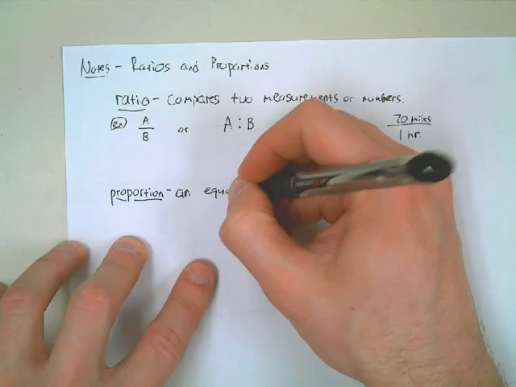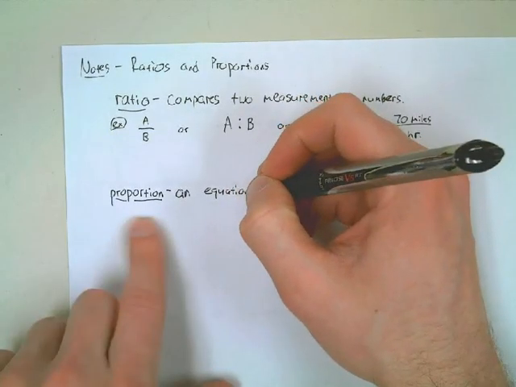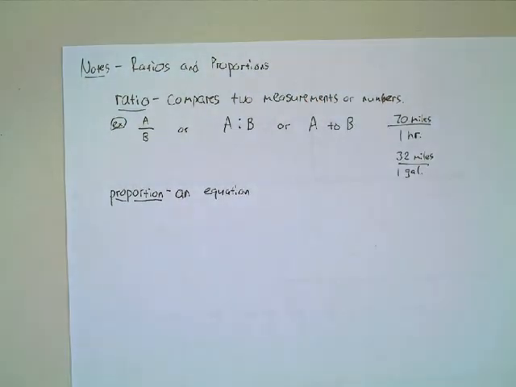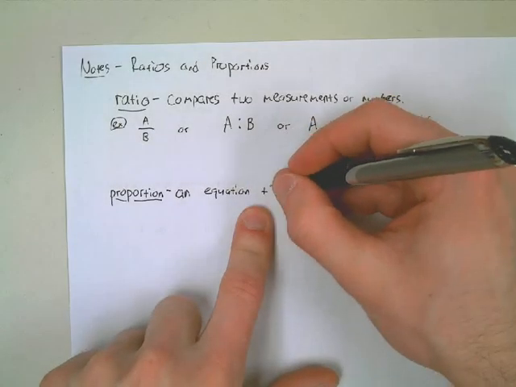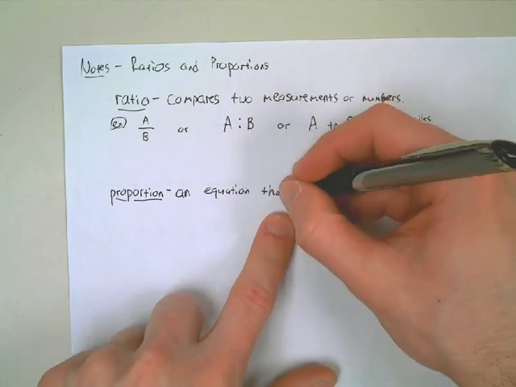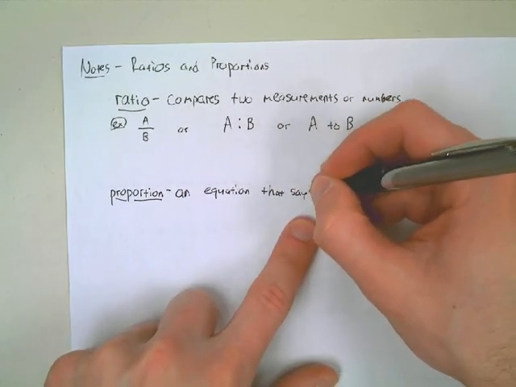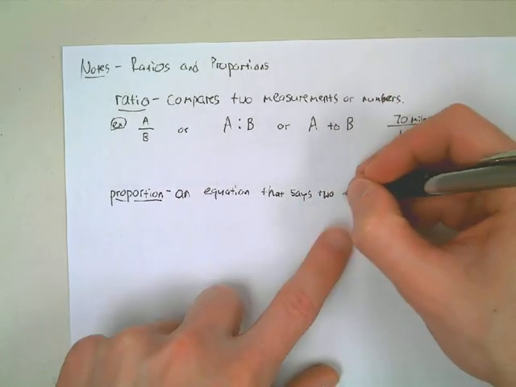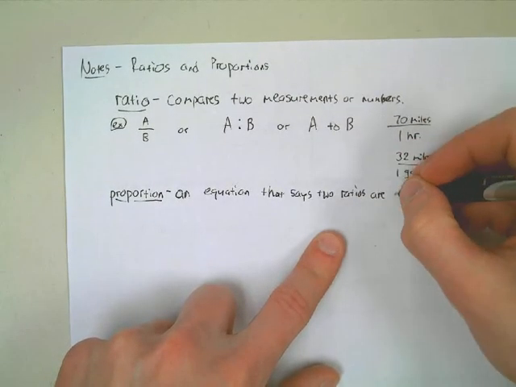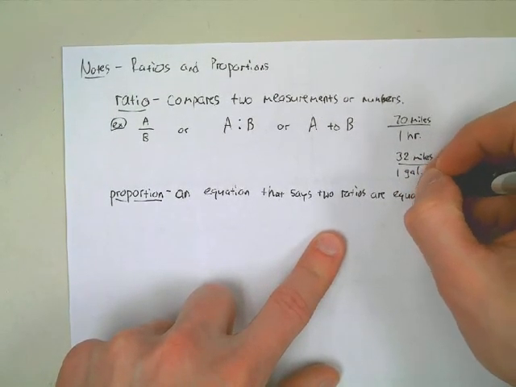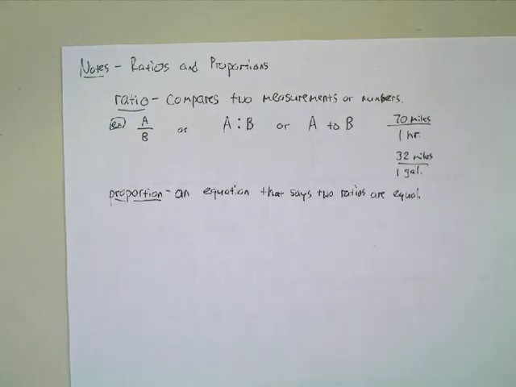All right, now a proportion. You'll normally hear those alongside ratios. A proportion is just an equation that says two ratios are equal. So again, a proportion is an equation of two ratios, equating two ratios.